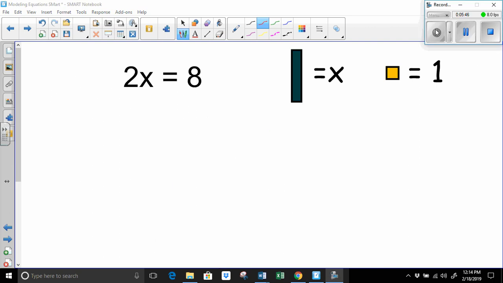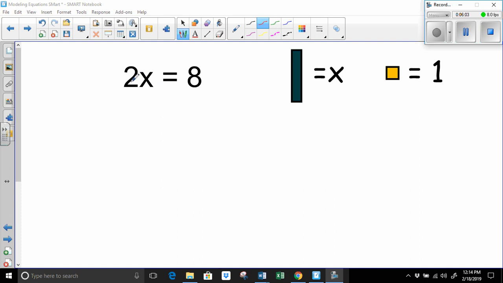For this problem, we're going to switch gears a little bit. This one says 2x equals 8. Remember, when the coefficient and the variable are next to each other, that means multiplication. So this is going to be a little bit different from those addition problems that we were looking at.